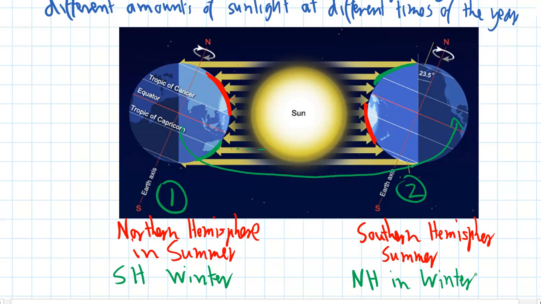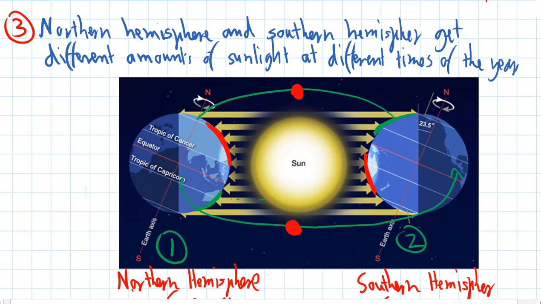We haven't talked about it, but that means that at this point in the orbit, and then at this point in the orbit, all the regions are going to have a similar amount of sunlight. So that's why we have autumn and spring, because they're halfway between. And so that means the northern hemisphere and the southern hemisphere are getting a similar amount of energy. So they have similar temperatures to each other in autumn and spring. Okay, so those are the 3 important points about why we have seasons.